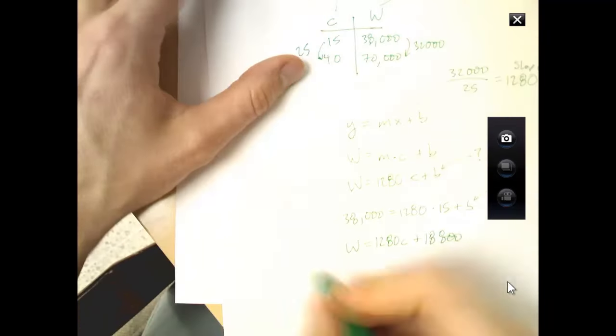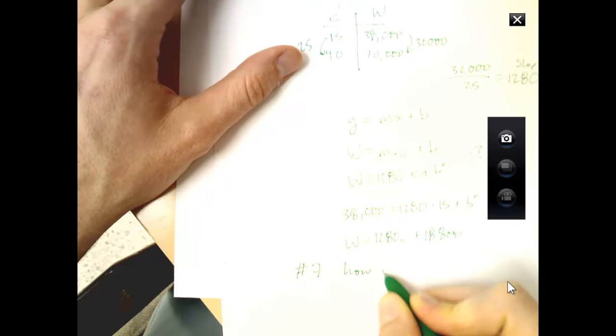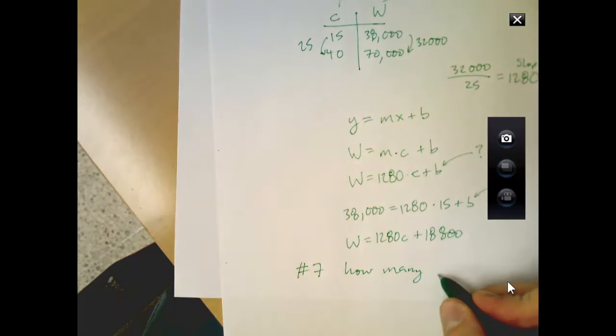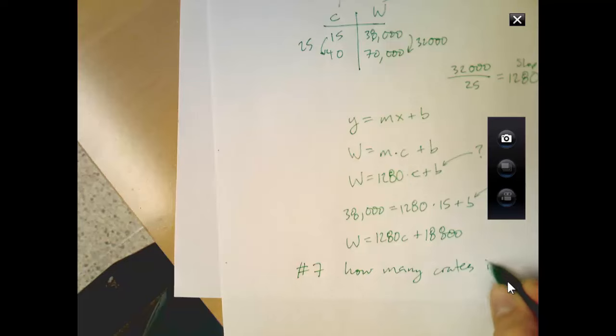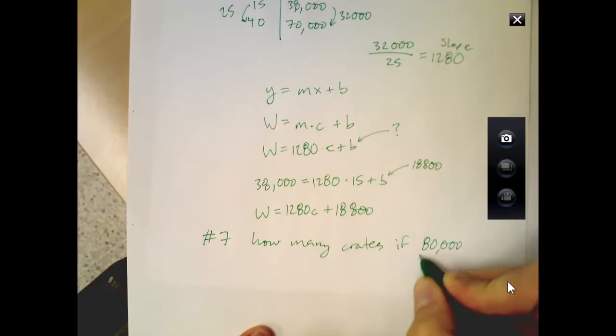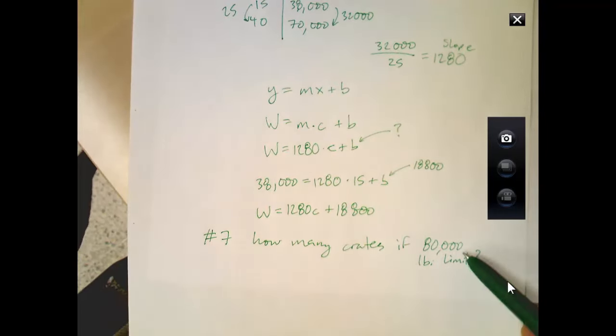Question 7, by the way, then asks how many crates we can have if we have an 80,000 pound limit. Okay, so that means we can get right up to 80,000, but we can't go over it.